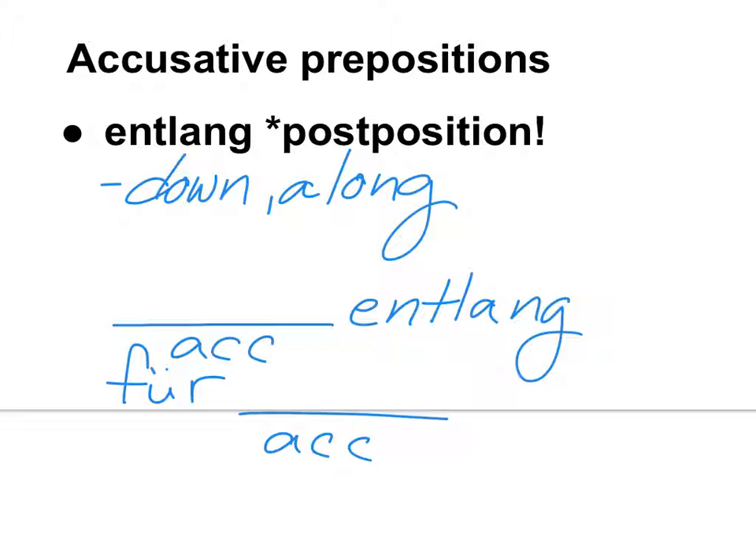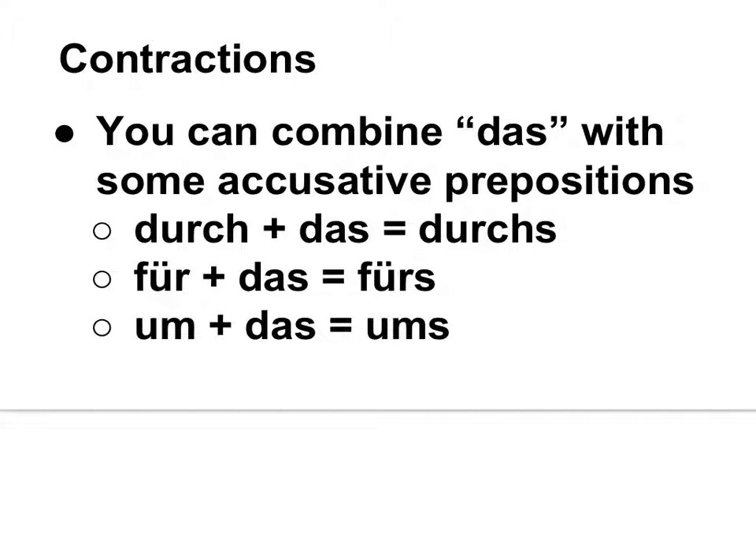So, moving on. Contractions. You've seen contractions before, like in plus dem is im. Okay? So that's a dative contraction. When you use das with some of the prepositions, you can make a contraction out of that. So if you use durch plus das, then you've got durchs. Für plus das, fürs. Um plus das, ums.